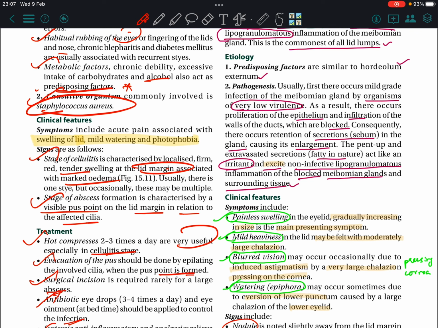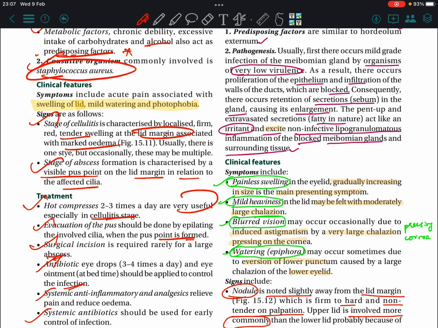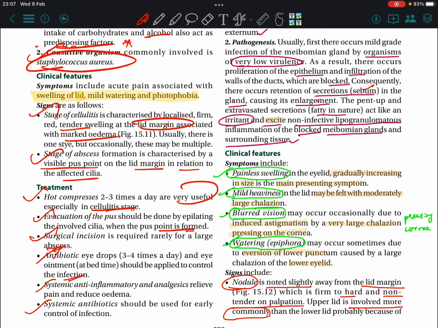Consequently, there occurs proliferation of epithelium and infiltration of the walls of the ducts, which are blocked. Consequently, there occurs retention of secretion (sebum) in the gland, causing its enlargement. The pent-up and extravasated secretions act like an irritant and excite a non-infective lipogranulomatous inflammation of the blocked meibomian glands.